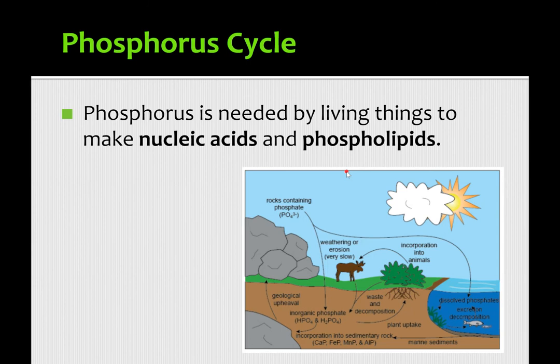Over on the right-hand side of our notes, we've got the phosphorus cycle. Phosphorus is needed by living things to make nucleic acids and phospholipids. So again, remember, nucleic acids are one of our 4 macromolecules, DNA and RNA. And phospholipids are lipids, another macromolecule, but specifically phospholipids make up our cell membranes. So very important part to our cells.